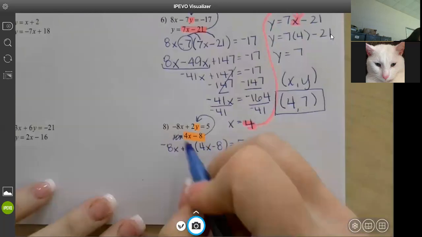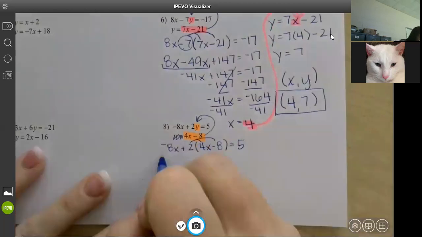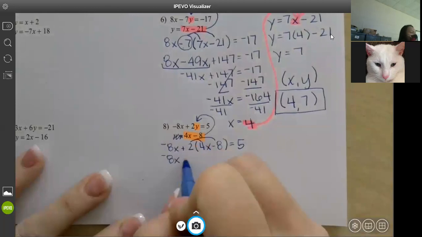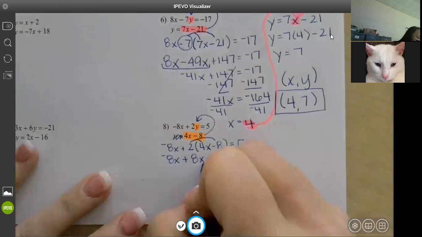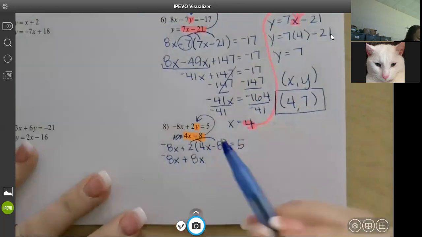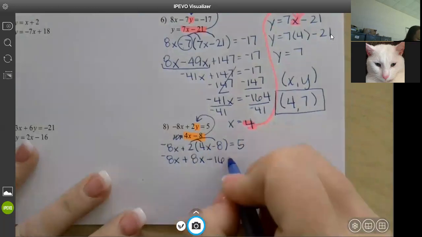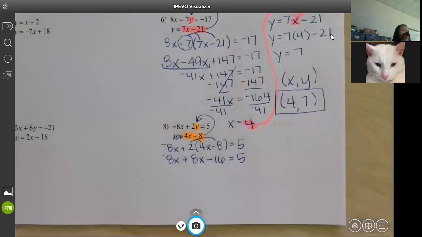Distribute, because we have parentheses. So we have negative 8x plus 2 times 4x is 8x. 2 times negative 8 is negative 16. And it equals 5.